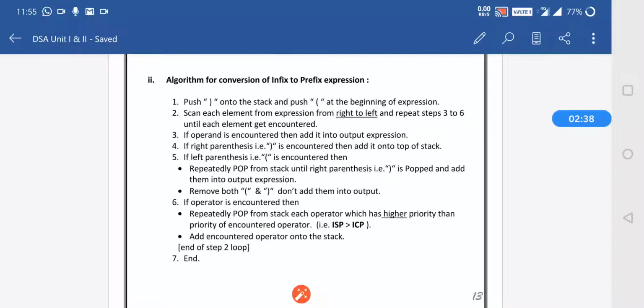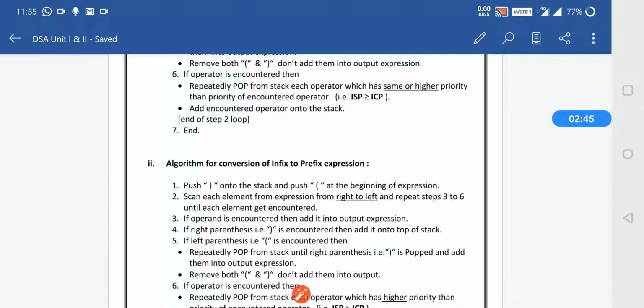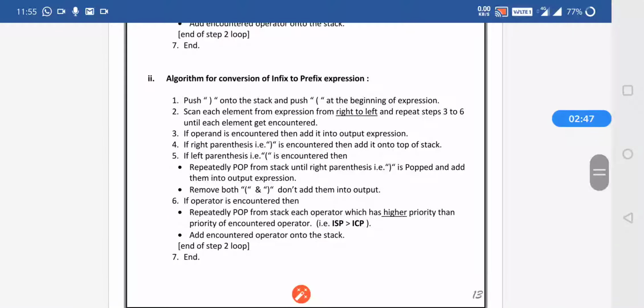Means whenever we have the right parenthesis as well as operators in the stack, and if we get the left parenthesis, then whatever operators are present in the stack will be popped and added to the output expression. And after adding them to the output expression, we will remove the opening and closing parenthesis from the stack.